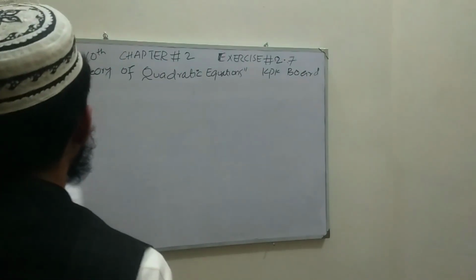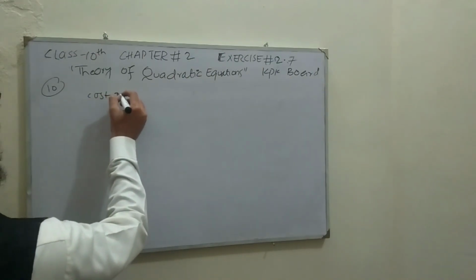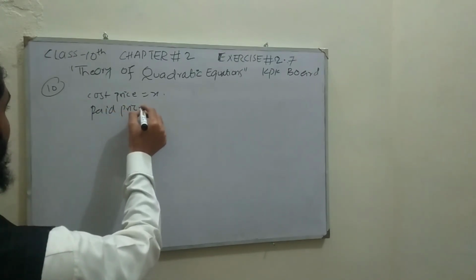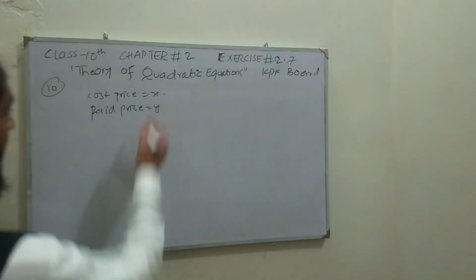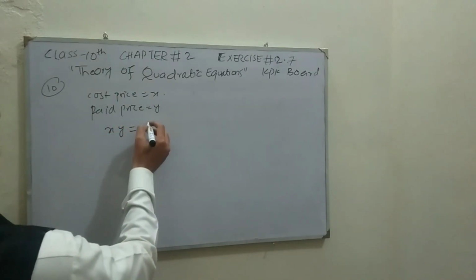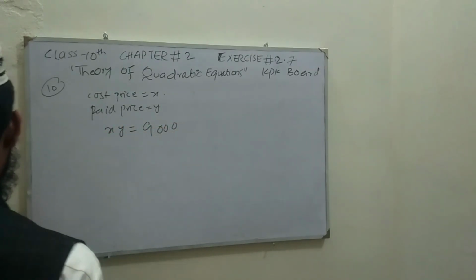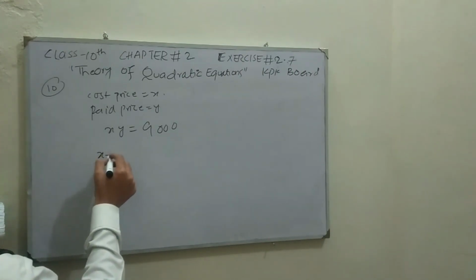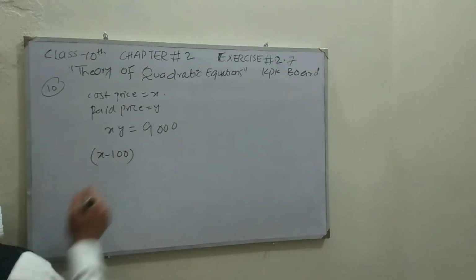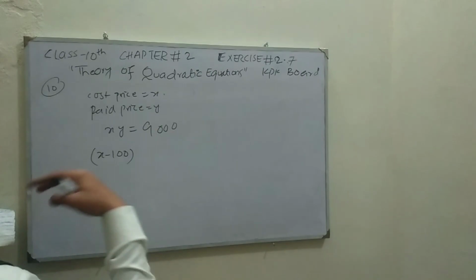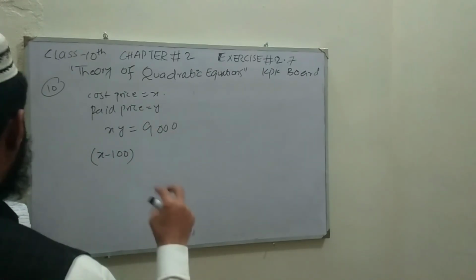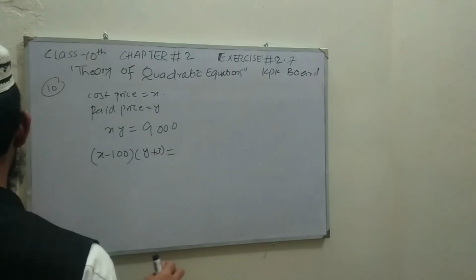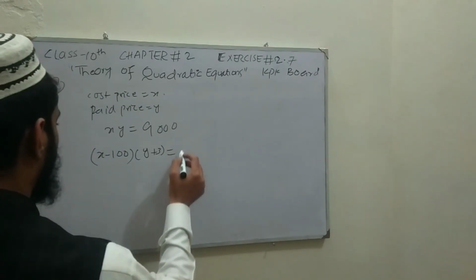Here he tells that let the cost price be x and the number of goats be y. According to the first condition, their product will give us 9,000 rupees. And he tells that if he paid 100 less per each, so x minus 100 multiply, he would have got 3 more goats. It means that the goats increase in this case. It means y plus 3. So according to this condition, their product will also be equal to 9,000.